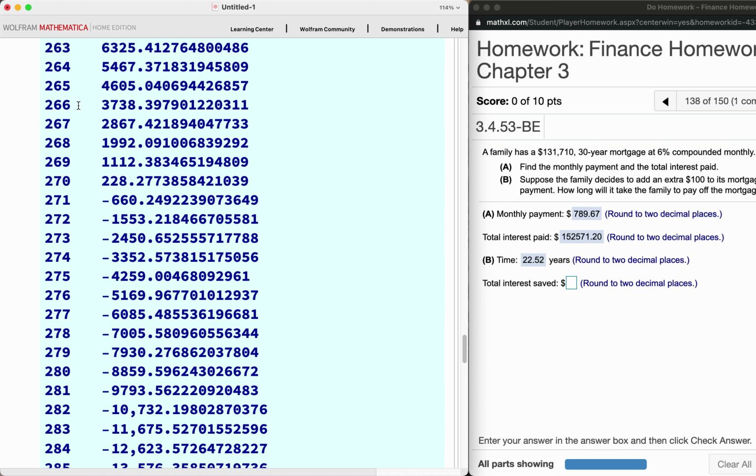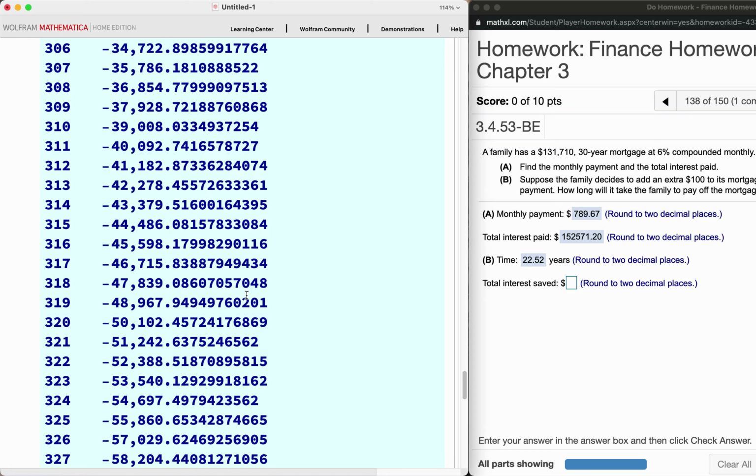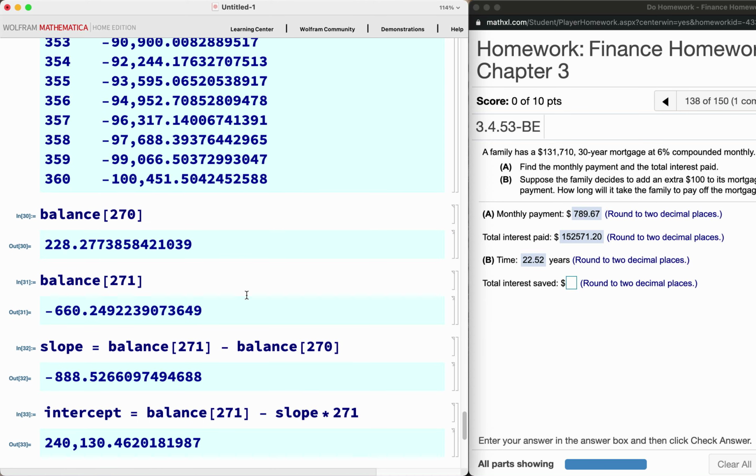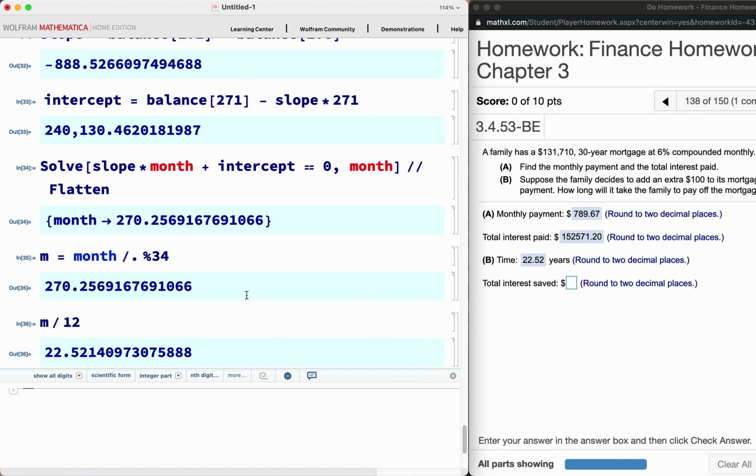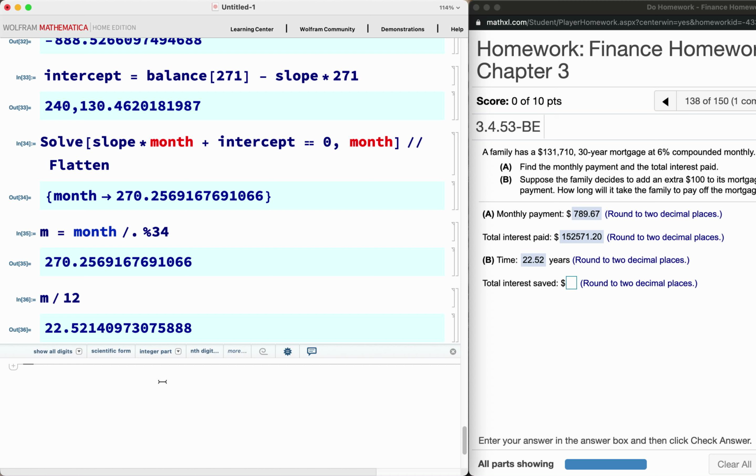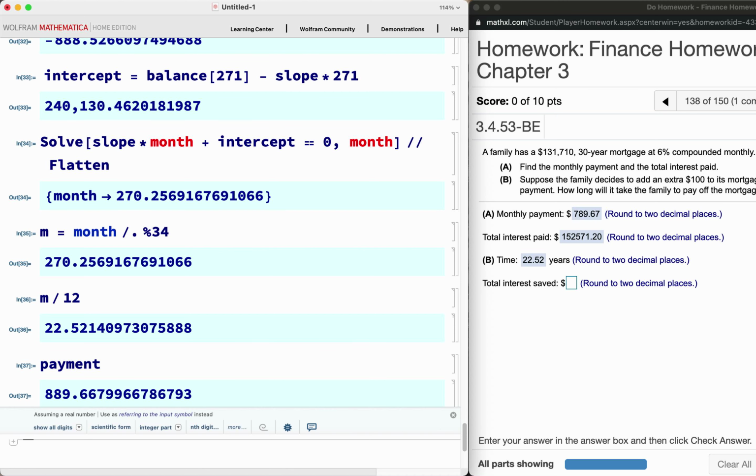we can see from over here, after 270 months, you're actually done with your payments, but they're not using 270. They're actually using this figure of 270.2569, etc., etc. So that's actually what we're going to have to use. So your payment is $889 and some change.